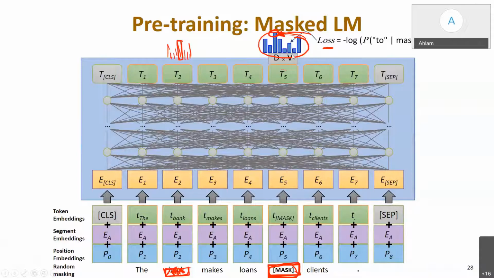And V is the vocabulary, and D is a fixed size from the model itself. What's the number? 768, yes, in BERT base. And the vocabulary is also a fixed size, the vocabulary that we have from the training data that we use.